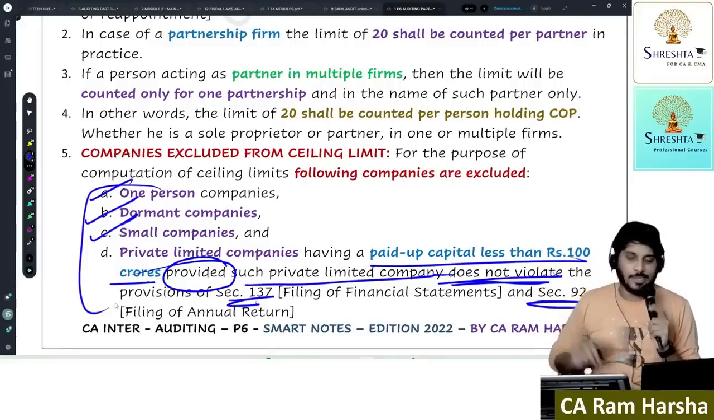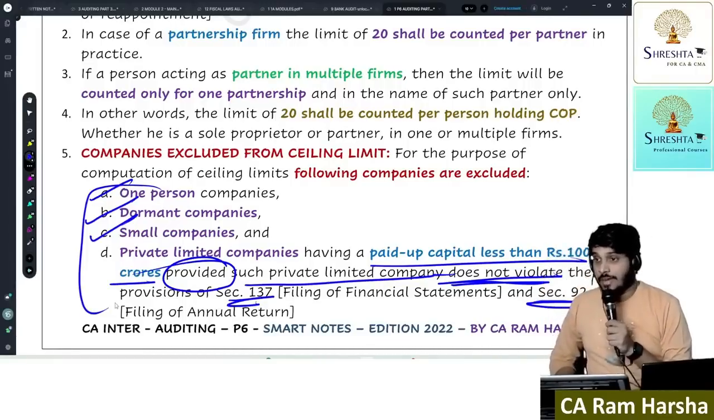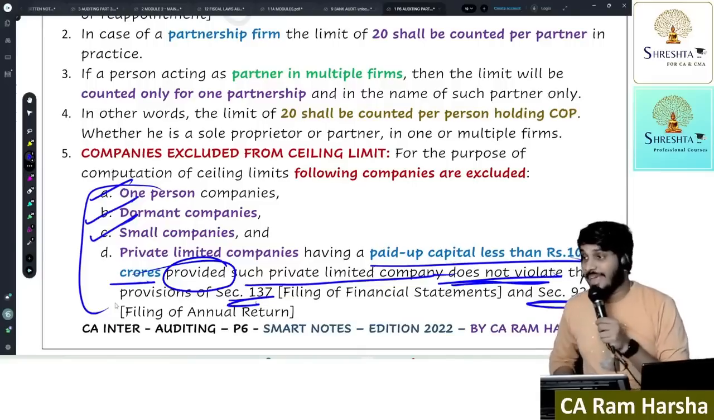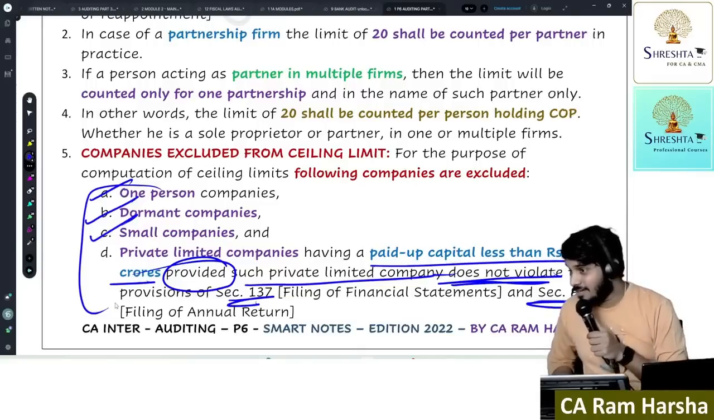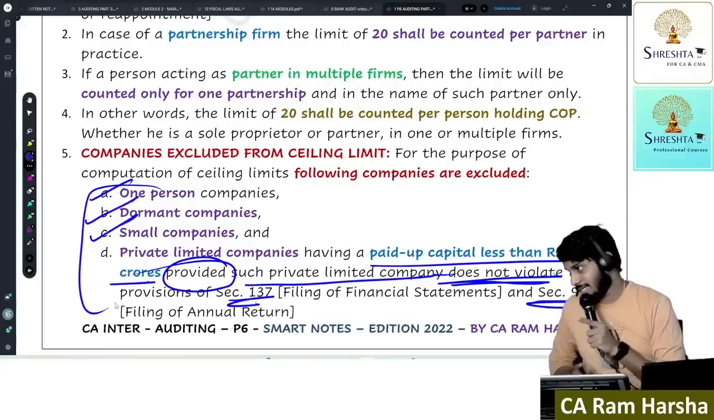Maximum 20. Clear? Suppose I am doing the audit of a private company having paid up capital less than 100 crore but violated 137, violated 92, will this be exempted from the ceiling limit? No, that will be counted as part of the ceiling limit.